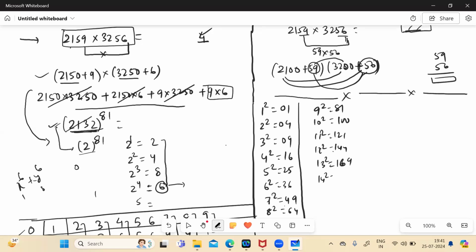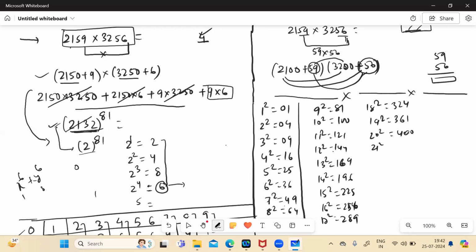169, 196, 225, 256. 17 square will have 289. 18 square will have 324. 19 square will have 361. 20 square will be having 400. 21, 441. 22 square 484. 23 square 529. 24 square 576. 25 square will have 625.